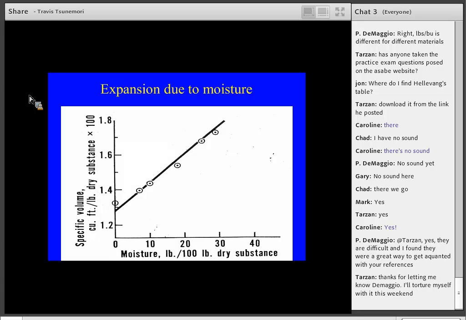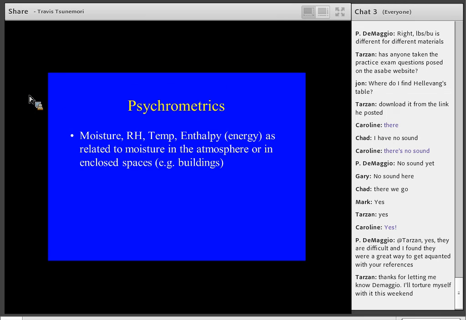And it is a plot. As you get more moisture, you change specific volume. You actually have this stuff expanding. So one more thing to bear in mind. All right, I was going to wrap up with a section on psychrometrics. Psychrometrics is really the relationship between moisture, relative humidity, temperature, and the energy that's in the air and the moisture in the air. Okay, and a lot of times this is really important for the atmosphere in buildings, enclosed spaces.